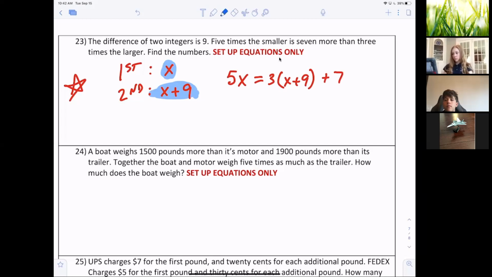So here we go again. 5 times the smaller, and of course x is the smaller, is 7 more than, plus 7, 3 times the larger. There you have it. So again, guys, make yourself a note on here. That's the hard part. When's the bell ring? Okay, so I got a couple minutes.